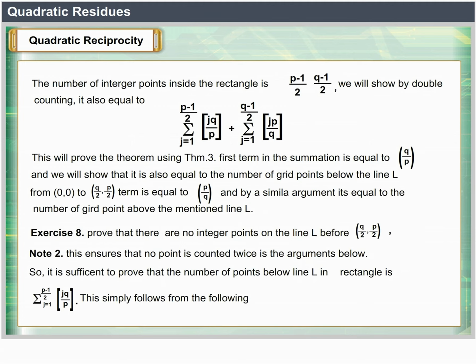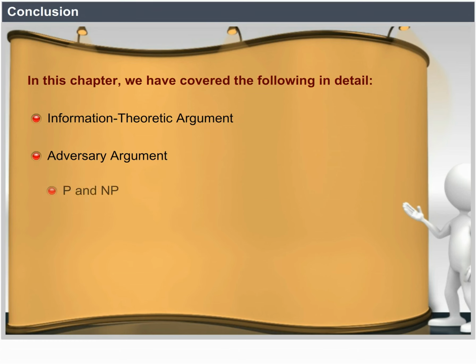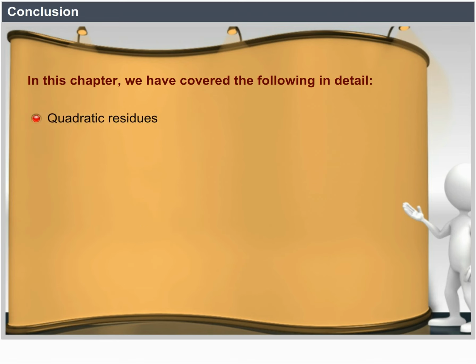Conclusion. In this chapter, we have covered the following in detail: information theoretic argument, adversary argument, P and NP, NP completeness and reduction, primality tests, quadratic residues, applications to cryptography, lower bound theory, and information theoretic bounds.